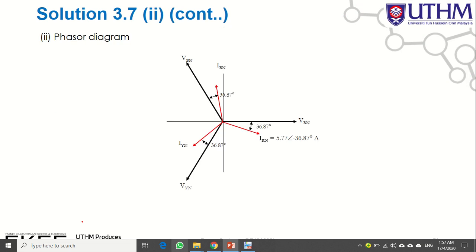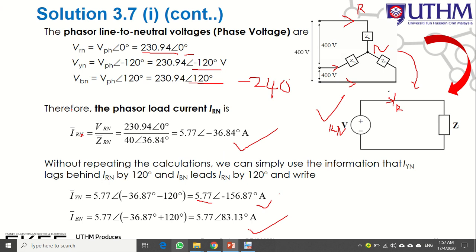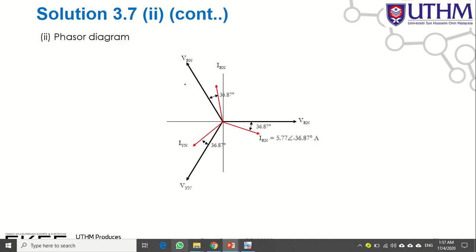Then you need to draw the phasor diagram. In order to draw it, you draw the phasor diagram for the voltage as a reference, and then for the current. We have voltages VRN, VYN, VBN. Then you draw the current. In this case, line current equal to phase current. This is the phasor diagram. Make sure you draw it, and don't forget to label all the information and write all the important values: VRN, IRN, the value, angle, and so on. Is it clear?